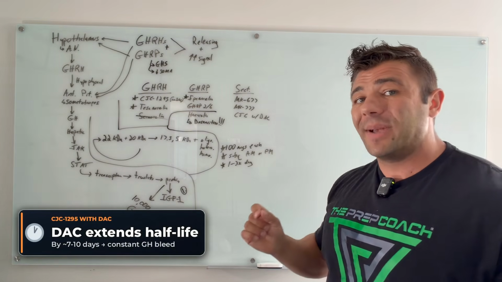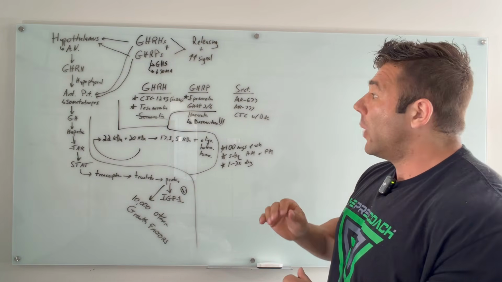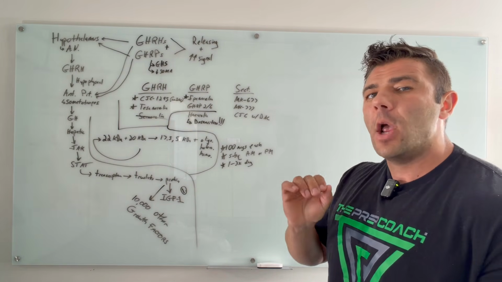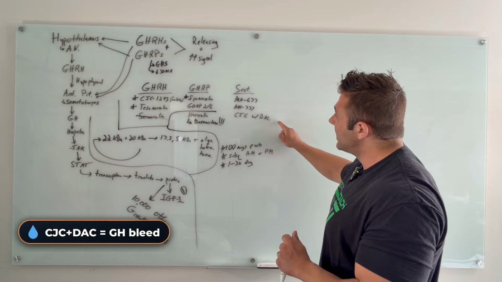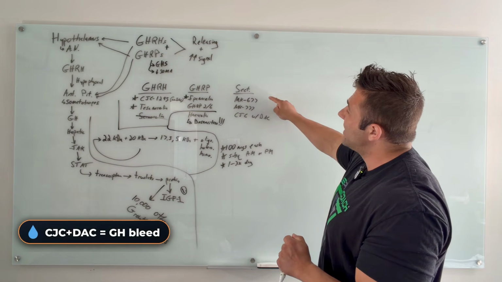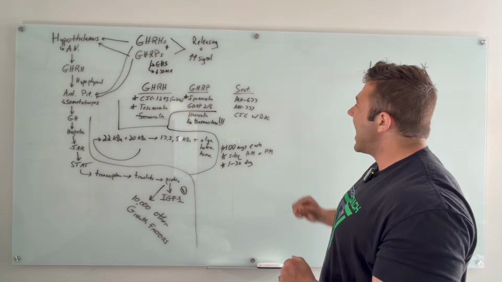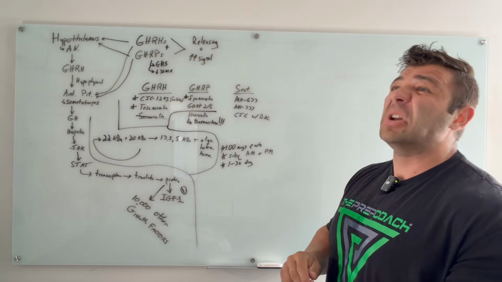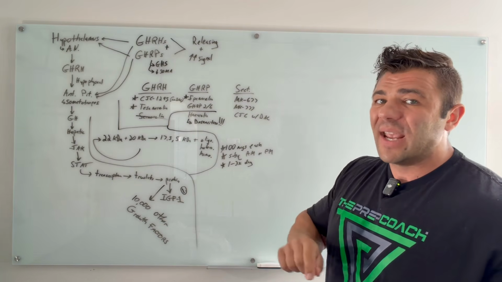So the drug affinity complex addition extends and elongates the half-life by about 7 to 10 days. We don't care about the half-life per se. Look at the non-genomic and genomic effects. It literally causes growth hormone bleed. So it works very similarly to an MK-677, a little more sloppy though, meaning CJC with DAC can pack on a ton of muscle. It can cause a ton of fat loss, but tends to cause a lot of negative side effects.